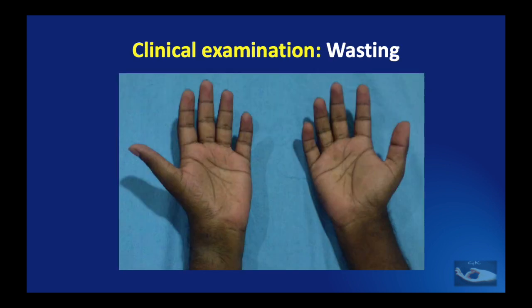Next, we look for evidence of wasting on the hand. When the muscles are paralyzed, they go in for an atrophy. This is evidently seen in the thenar eminence. As seen in this patient, the right hand is normal, whereas in the left hand there is a median nerve palsy, and we can make out clearly the wasting in the thenar area.